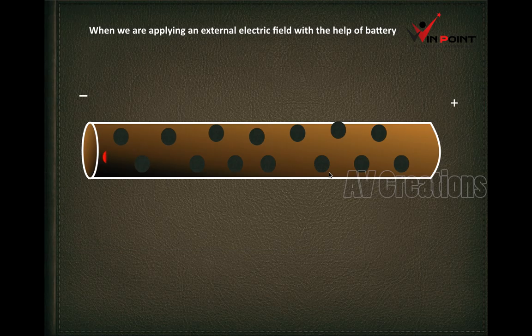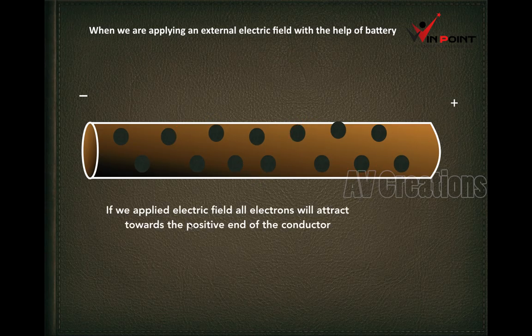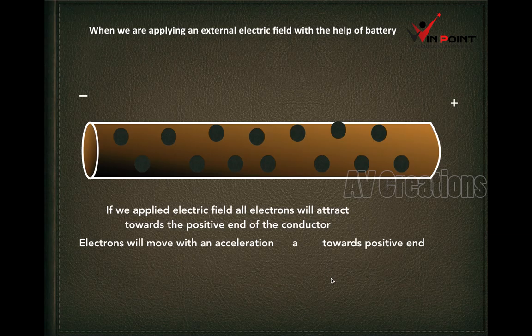We are considering one electron out of a number of electrons. This electron is going to move towards the positive end because of the external electric field. If we apply an electric field, all electrons will be attracted towards the positive end of the conductor. Electrons will move with an acceleration a towards the positive end.